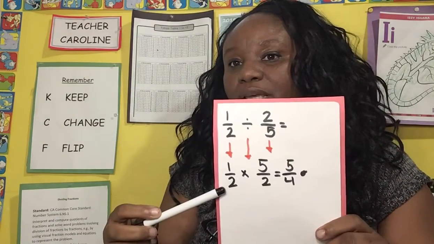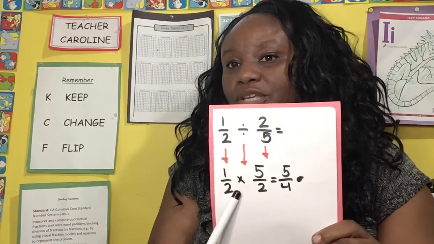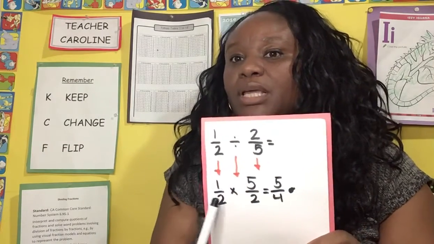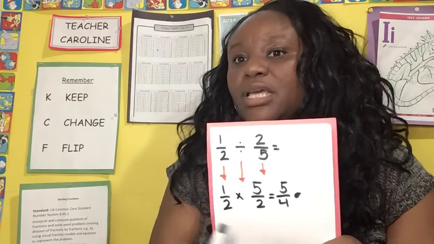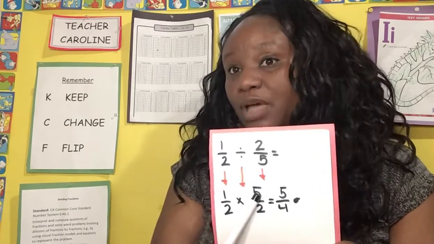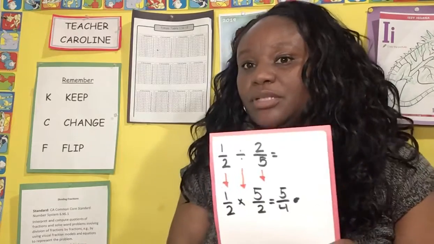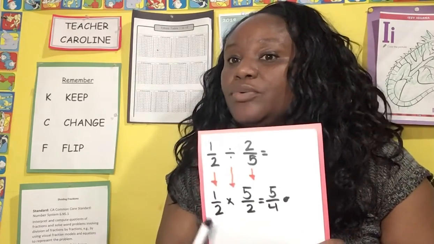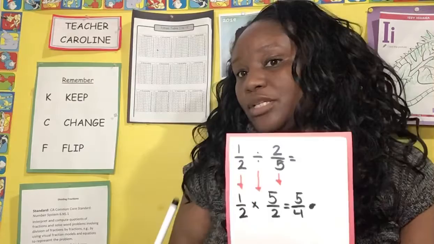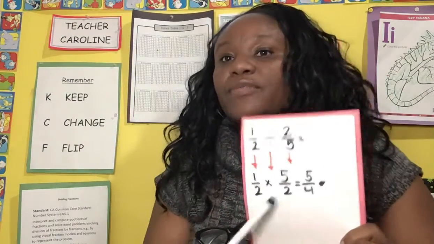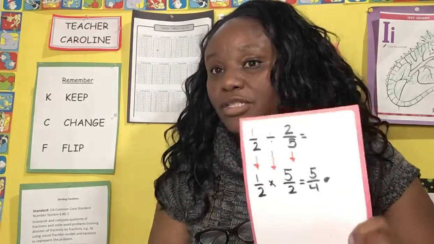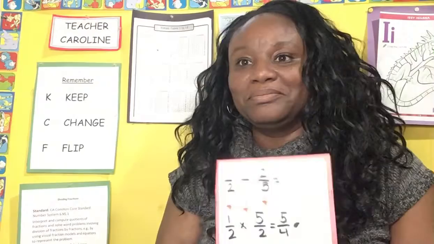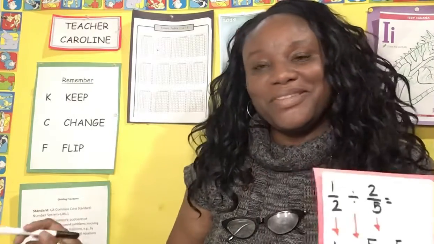Kept the first one the same, changed to multiplication, flipped the second one. Then I just multiply across. If I didn't know what 1 times 5 was, I check my multiplication chart and put the 5. If I didn't know what 2 times 2 was, I check my chart and put the 4. That gives you 5/4. For this lesson, this answer will do, but it could always be reduced to a mixed fraction if necessary. Okay, how's everyone feeling about that?